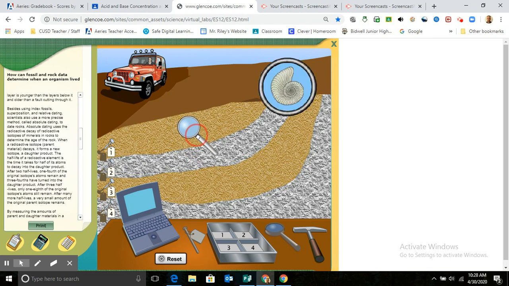Okay, so there's a fossil. It's like a snail shell. Okay. And then I go to the next layer. And, oh, there he is. Okay, so you got to go kind of slow to find the fossil. Okay, now I'm going to use the computer over here. You got to know what type of layers these are.